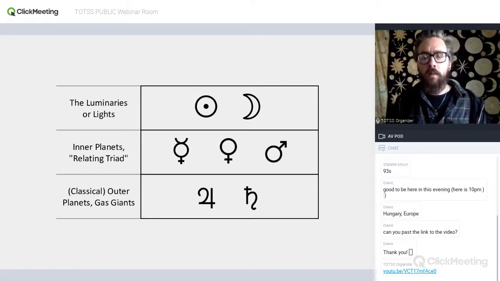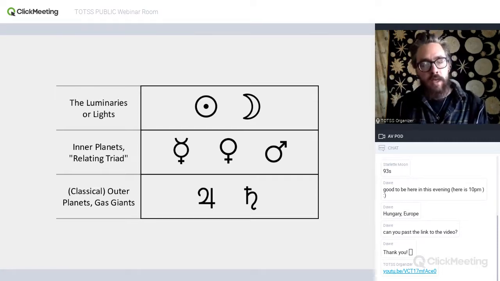All right, so now I want to break down the planets into some different categories and look at some of their relationships to each other. That's a really helpful way of starting to build up their significances and their meanings. So we're going to categorize them in a handful of different ways here on the next few slides.